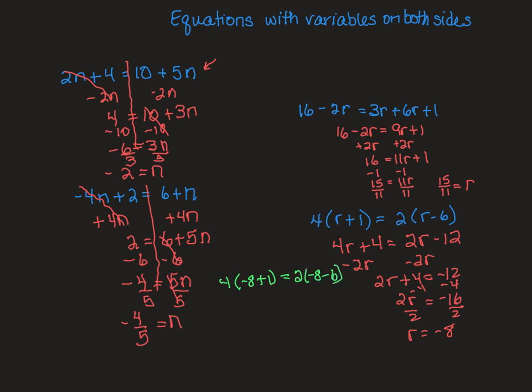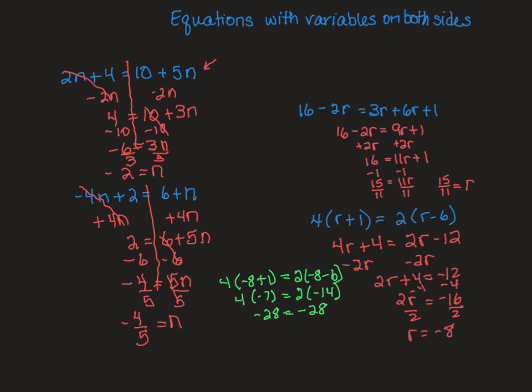So let's see if we got the right answer. So this is 4 times, and negative 8 plus 1 is negative 7. Okay. And this would be 2 times, and negative 8, take away 6 more, is going to be negative 14. This is going to be negative 28 equals negative 28. And yay, we didn't make a mistake. Awesome, awesome, awesome us. Okay, so really very similar to 1 and 2 step equations, doing the same thing.